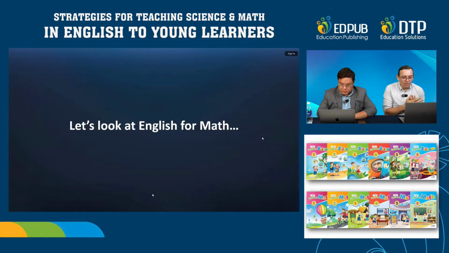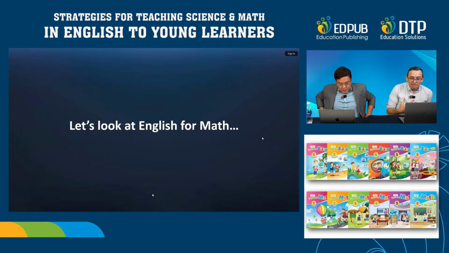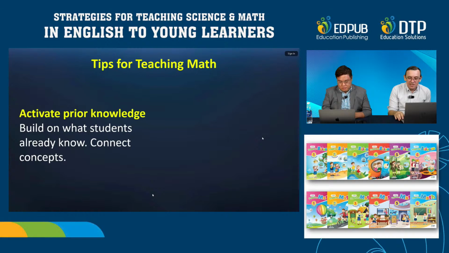So we're going to have a look at just some general tips for teaching math, because personally for me, science is easier because the concepts, especially at primary school, are relatively simple and it's all kind of language based. Whereas in math, we have more difficult concepts for the student and the teacher to grasp. So I'm going to go through some tips for teaching math.